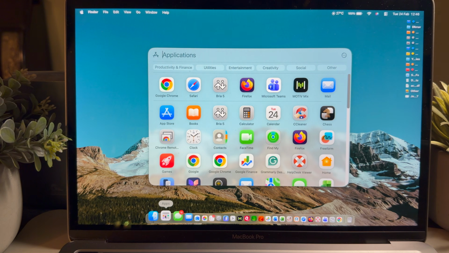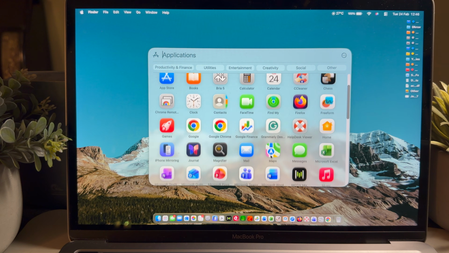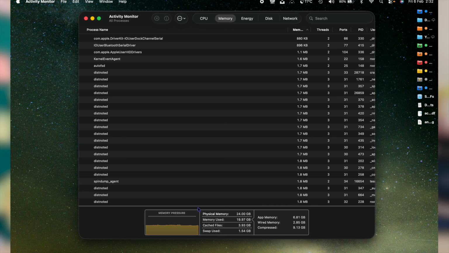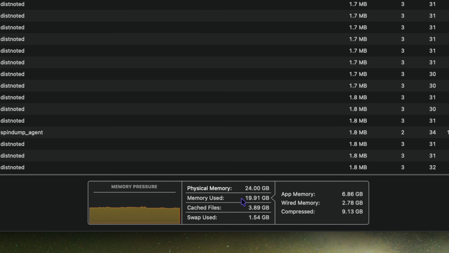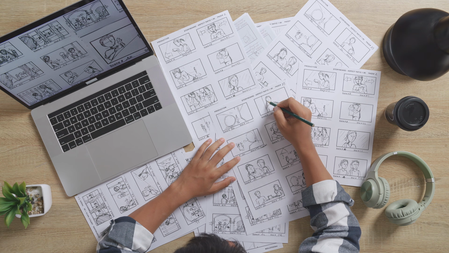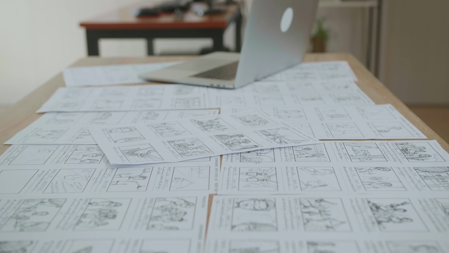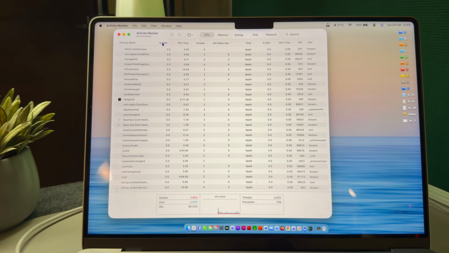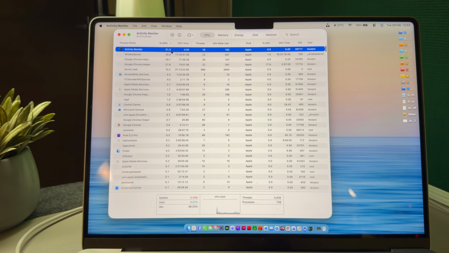Your Mac does not treat every app equally. And in reality, it is not supposed to. macOS is designed to allocate resources dynamically based on what you are actively doing and what's running in the background. That means, at any given moment, some processes are prioritized and others wait.